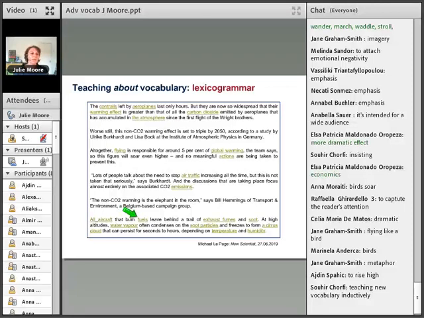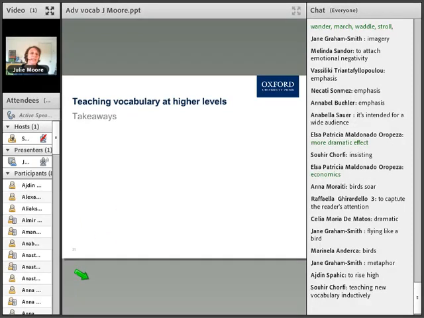So what I'm doing here is not teaching lists of words. I'm teaching students to be aware of some of the features of vocabulary that they might need to recognize when they're learning vocabulary for themselves outside of the classroom.